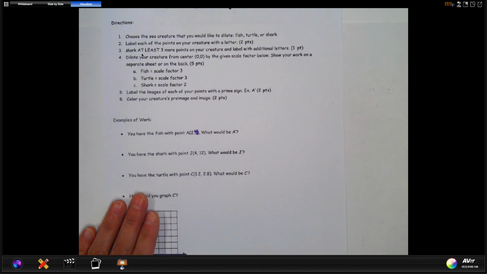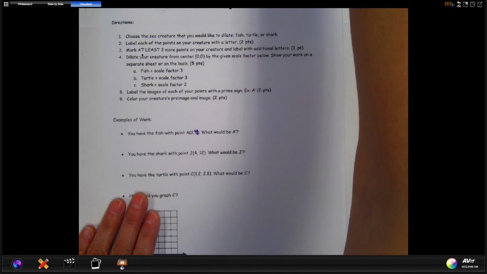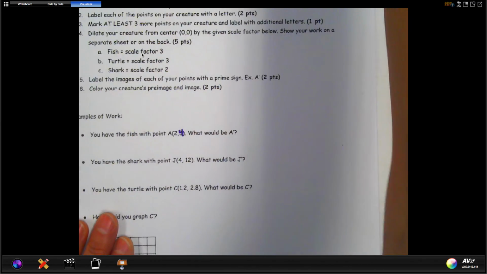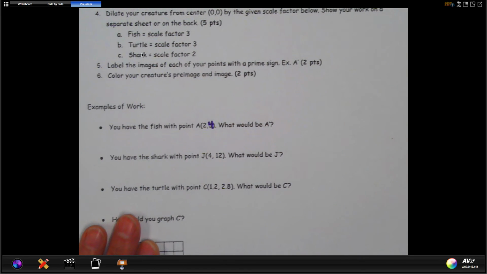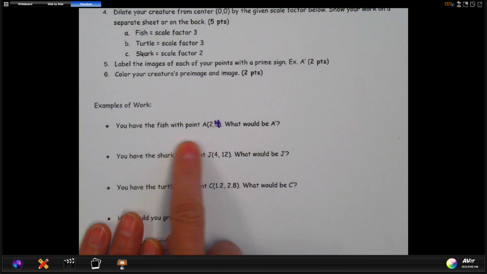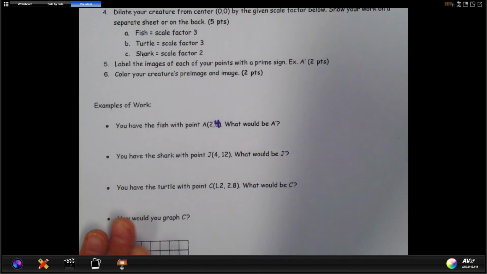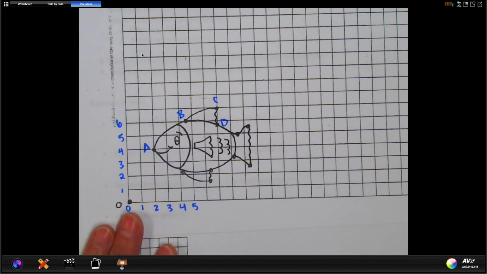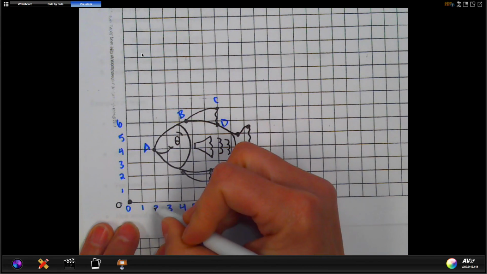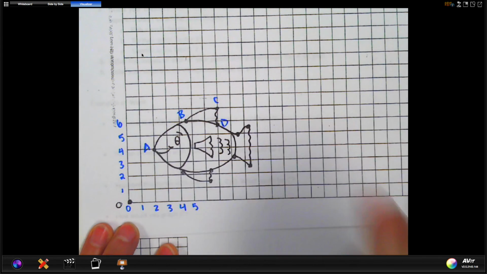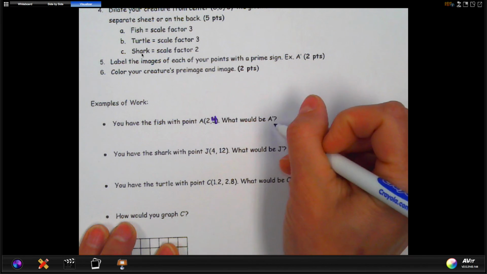And if you've got this paper with you, we have to make a change here because I made a mistake. But the examples of work underneath here, it says you have a fish with 0.24. So if we look at our fish right on here, for me, I labeled point A. It is 2, 4 is going to be my first point. So if A is 2, 4, what would be A prime?